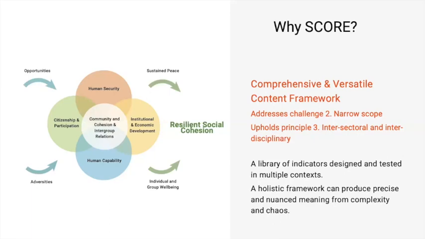The SCORE content framework is also interdisciplinary and intersectional. It basically looks at a wide range library of indicators designed and tested in multiple contexts, from Ukraine to Nepal, from Liberia to Afghanistan, and calibrates each of these indicators when it goes to a new context to make sure that they are spot on. We didn't have a Soviet nostalgia indicator until we rolled out SCORE in Eastern Europe and Caucasus.